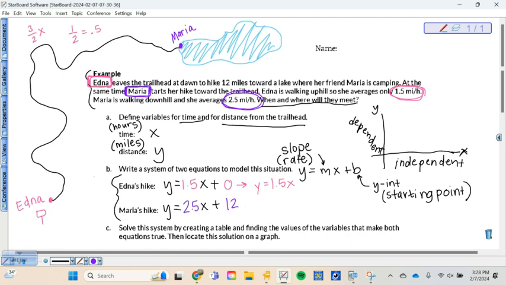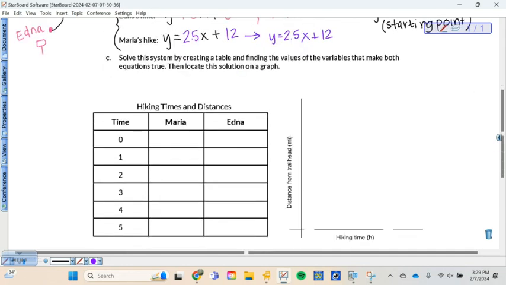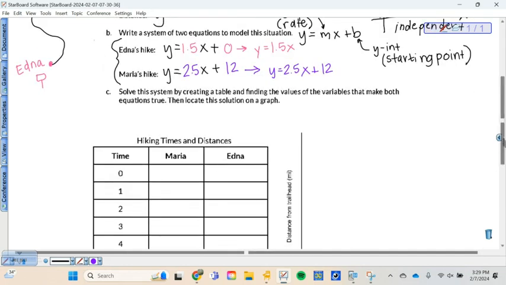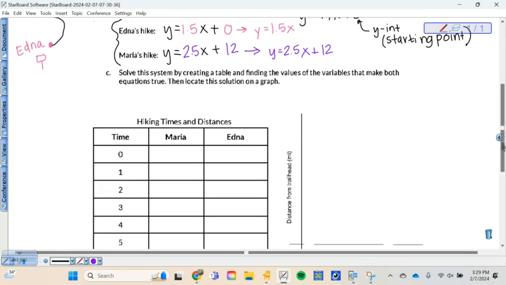2.5. Okay, so that's my equation for Maria. Y equals 2.5x plus 12. We are going to put that information into this table right here. And let's start with Edna.